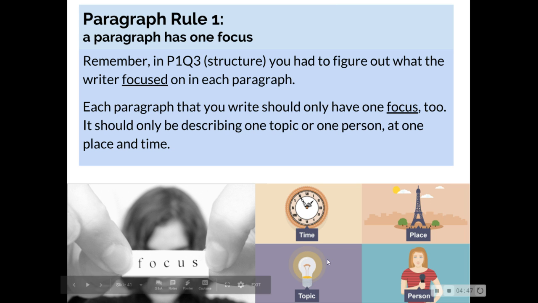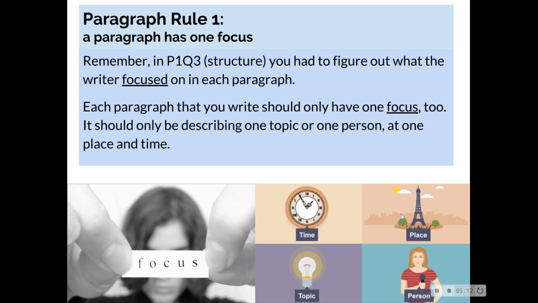And this is a really good guide to help you figure out when you need to be starting a new paragraph. So if you say something like later that day, or 5 minutes later, or an hour later, or the next day, when you say something like that, you're changing time. And that means you should be changing paragraphs, because you've got a new focus and new time.